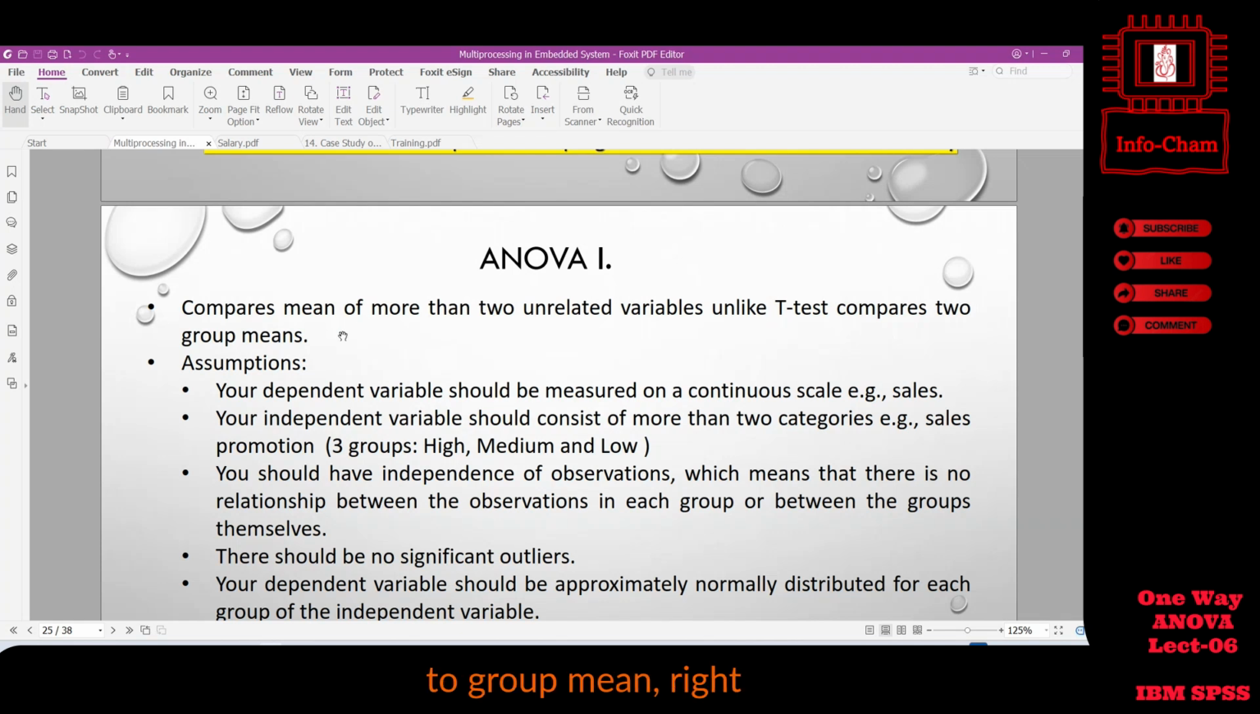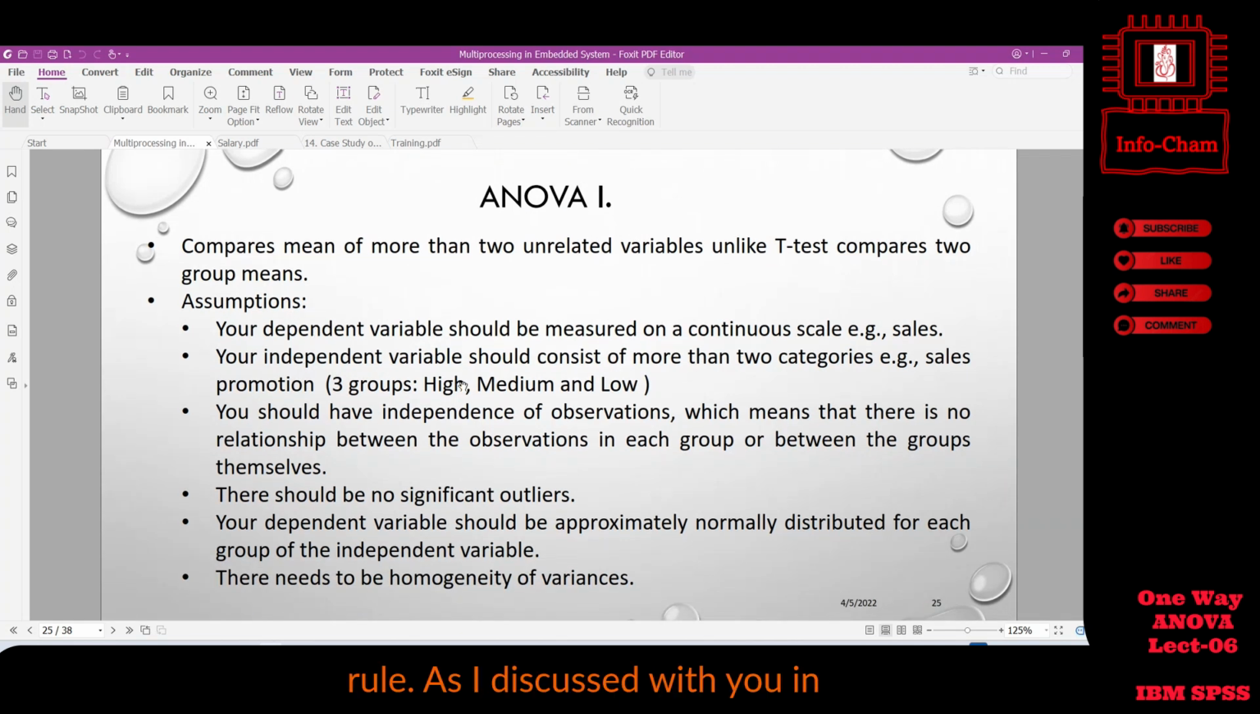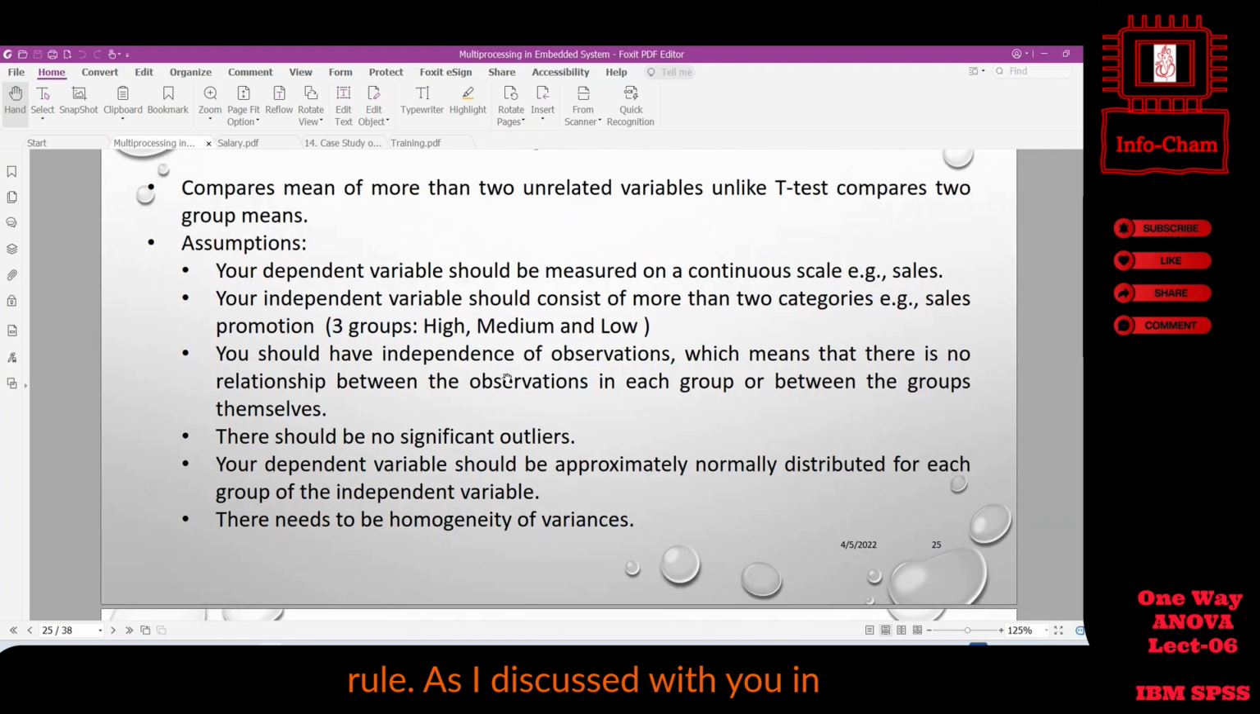Unlike a t-test, which compares two group means, right? As I discussed with you in the t-test, the same here, we have some rules. If your data conforms to the rules, then you should go for it. Otherwise, drop the idea. So your dependent variable should be continuous, like sales, height, weight, heartbeat, depending upon the data nature. The independent variable should have how many categories? Three, not three, more than two.